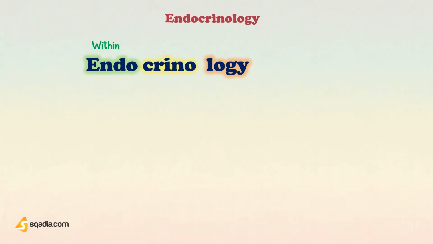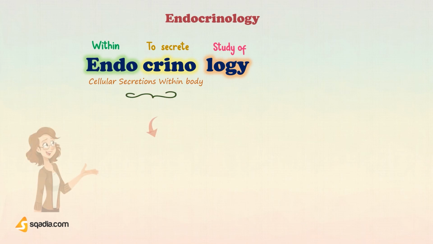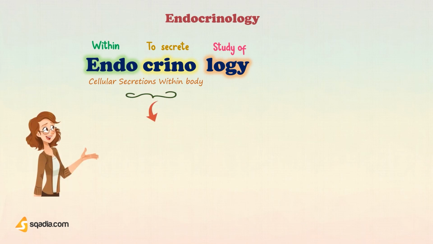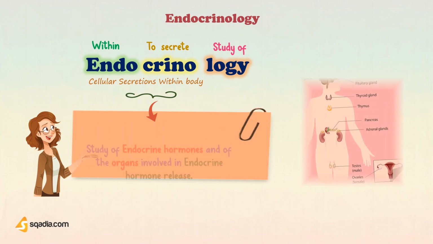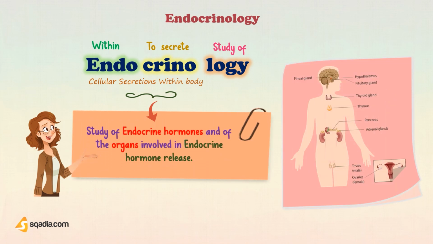Endo means within, crino means to secrete, and logy means the study of. So we can say, study of cellular secretions within the body, and that are endocrine hormones. According to this, endocrinology is the study of endocrine hormones and of the organs involved in endocrine hormone release.